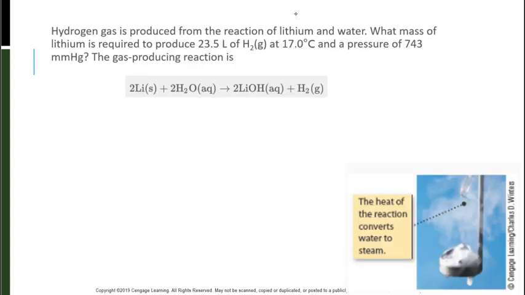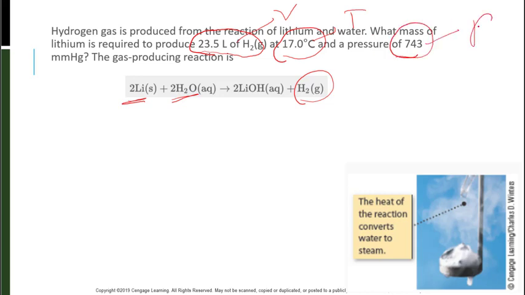Hydrogen gas is produced from the reaction of lithium and water. What mass of lithium is required to produce 23.5 liters of hydrogen gas, so that's a volume, at 17 degrees Celsius, that's a temperature, and a pressure of 243 millimeters of mercury, that's a pressure? We want to get the mass of lithium.